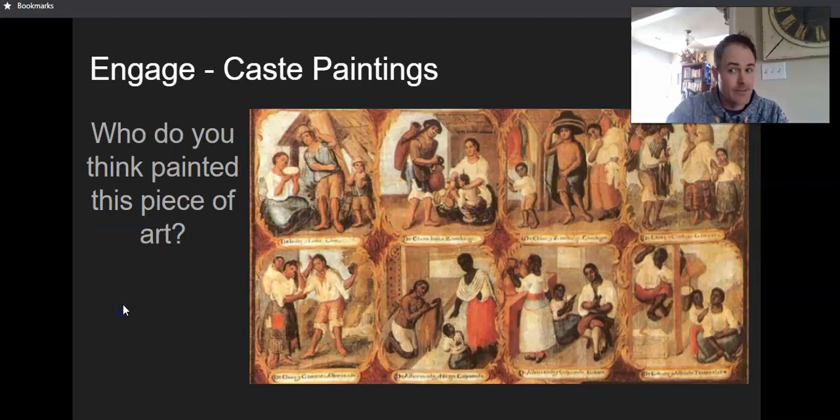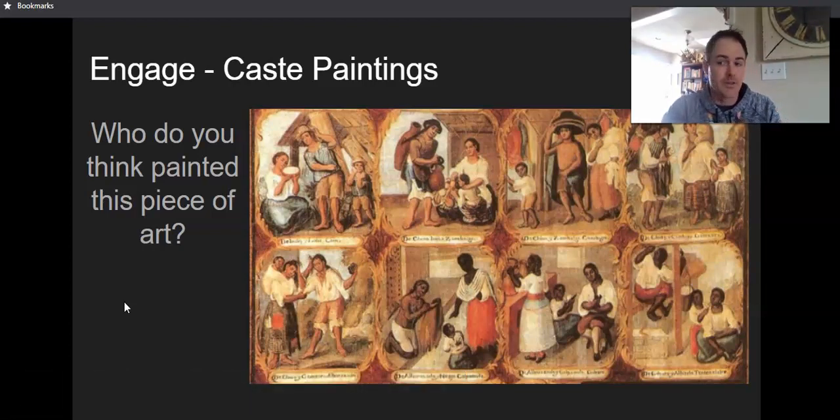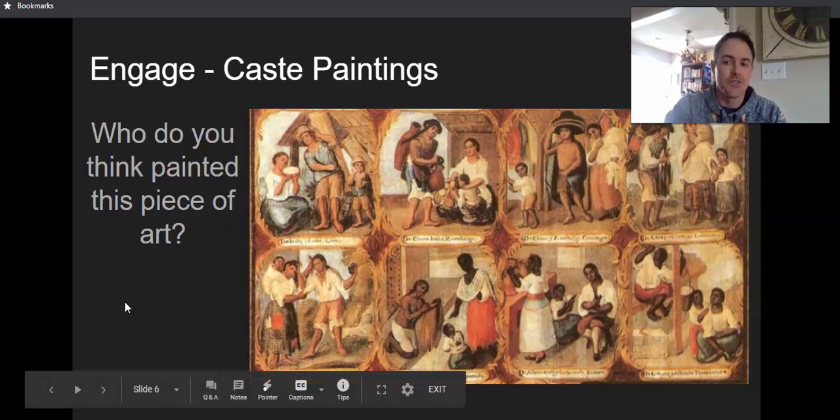All right. So remember, same painting. This is just the middle section of the painting. Who do you think painted this piece of art? In other words, where did he come from? Or was it a woman? Was it a man? How old is he? What was his social class?